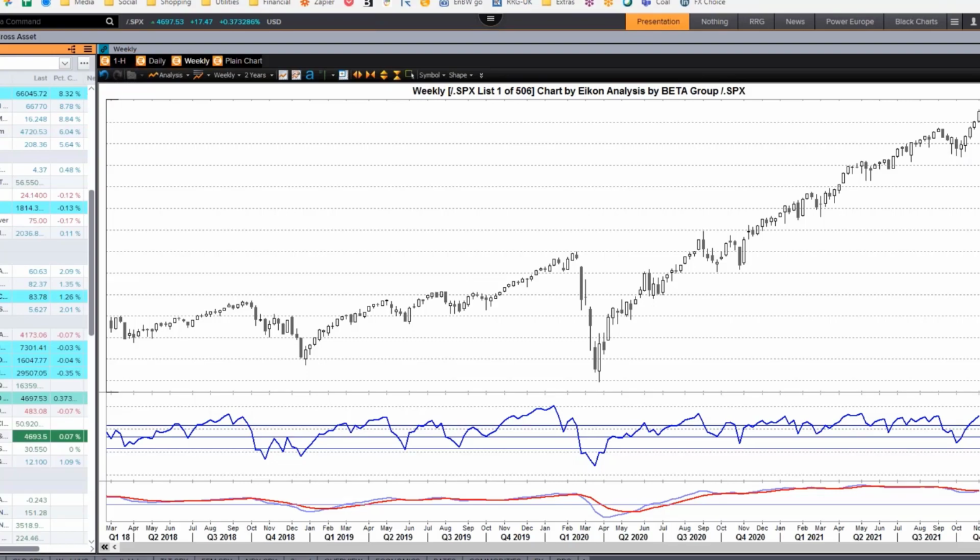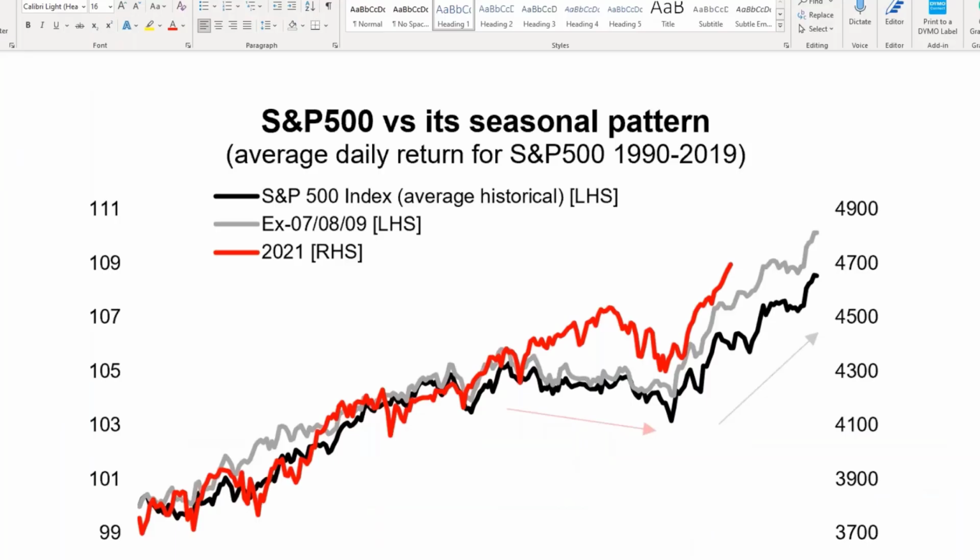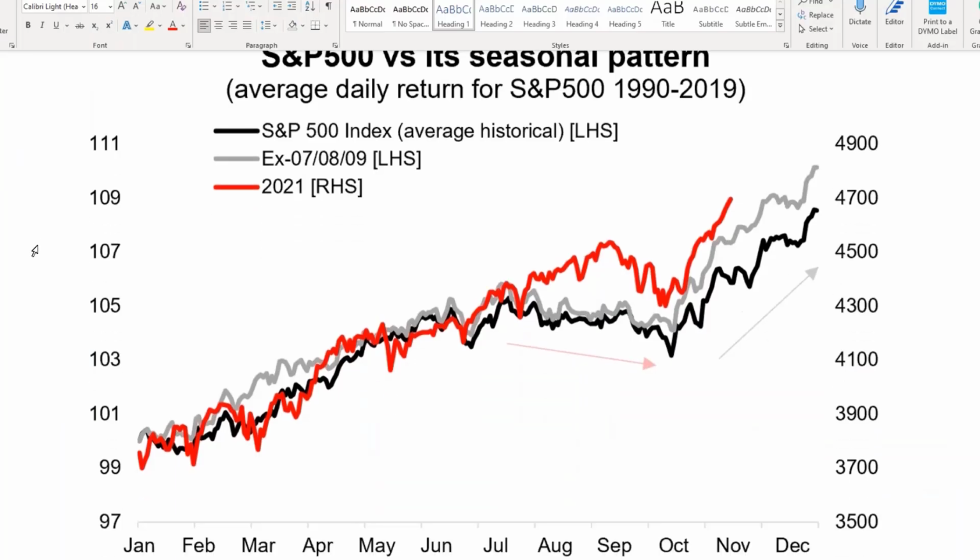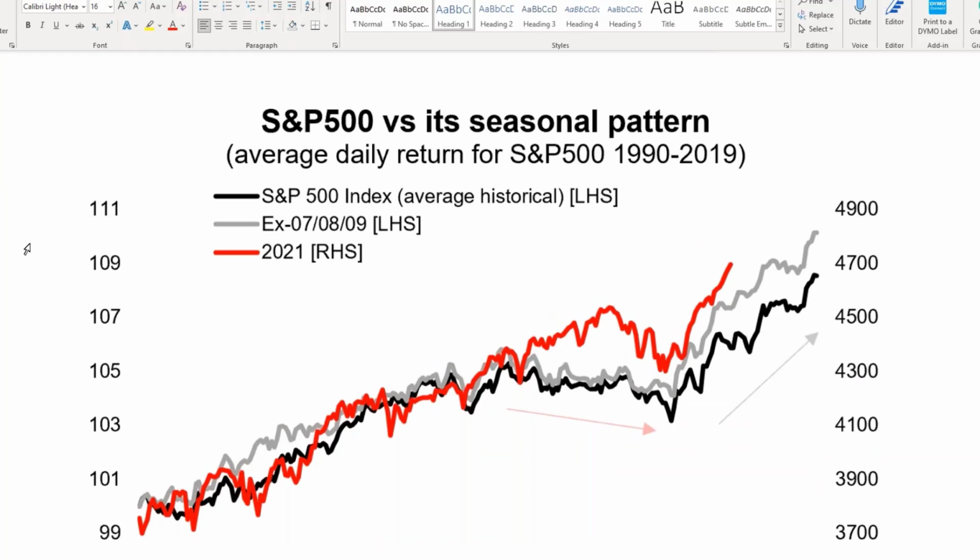Now, what I want to show you here is this chart, which actually I've shown you before. This is the updated seasonal chart, and I can't believe my eyes when I see how this is going according to plan, if you like, just like the textbook. Let me explain what these lines are. The red line is 2021 so far, so that's where we are today.